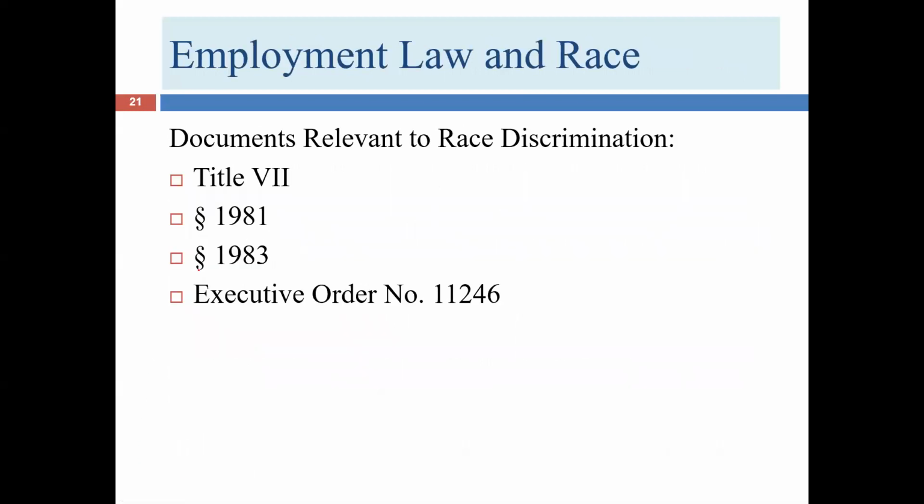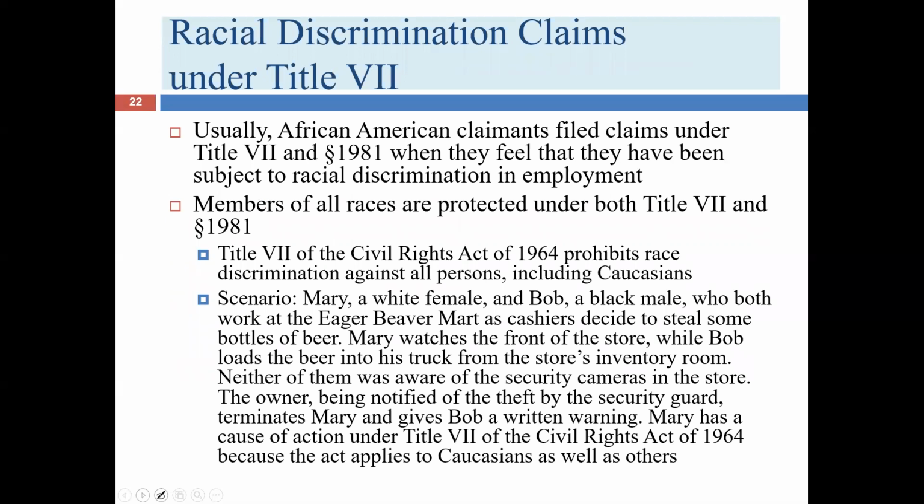So now we're going to look at some documents that are relevant to race discrimination. We've talked about Title VII in the past and Section 1981. You may recall Section 1983 is the statute that has to do with government action. It's not going to be a major focus of our course because we focus on private employers. Again, the smart plaintiff filing based upon race discrimination is going to assert claims under Title VII and Section 1981.